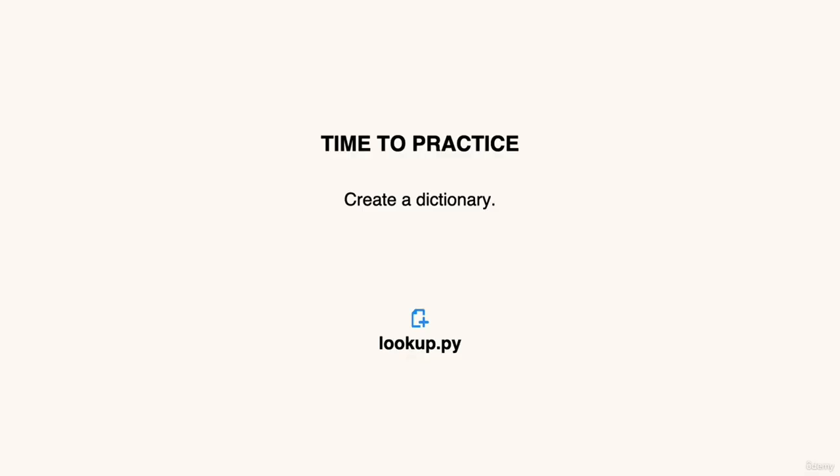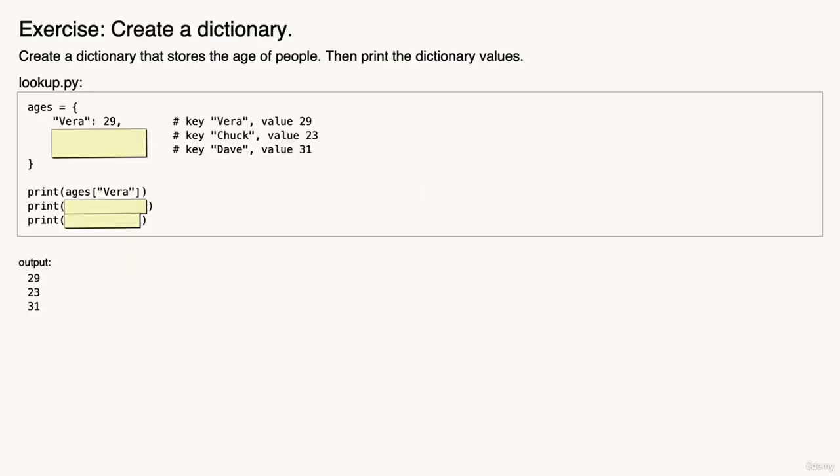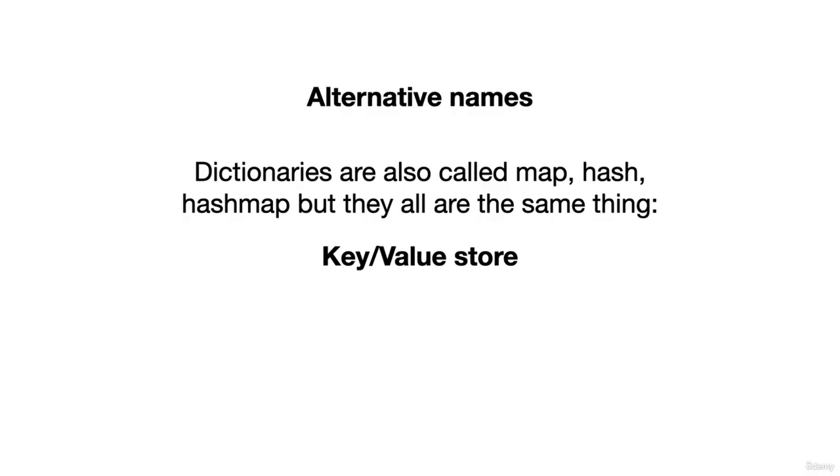Time to practice. Create a dictionary. Fill out the missing code. Pause the video and resume when you're done. And here is the solution. Dictionaries are also known as map, hash, hash map, but they all do the same thing. They are a key value store.